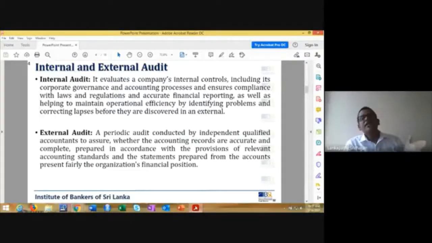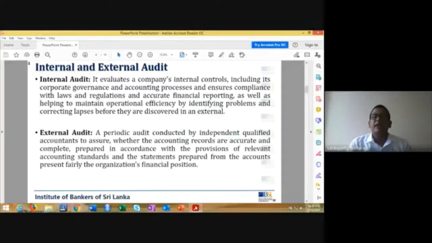And particularly they will concentrate on the accounting process, whether there are some four-eyes principles implemented or the duties are segregated, whether all the inventories are maintained properly, whether there is physical verification of cash and all the accounting procedures, and how the accounting entries take place. They will ensure all these things. And compliance with the laws and regulations, whether the bank and financial institution comply with all of them, they will ensure.